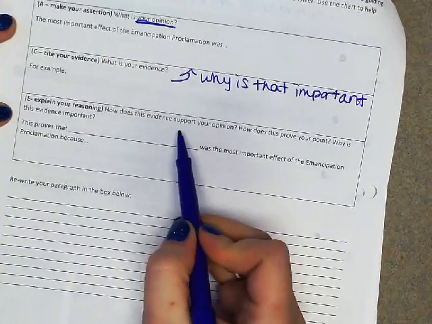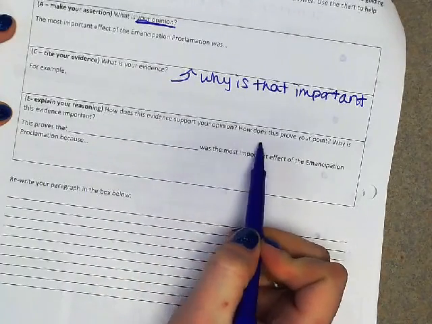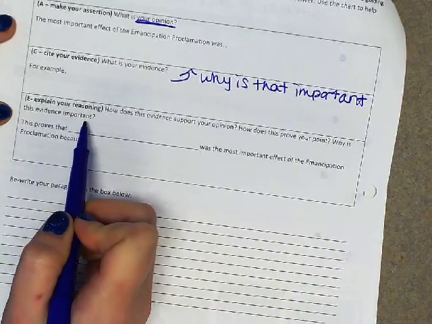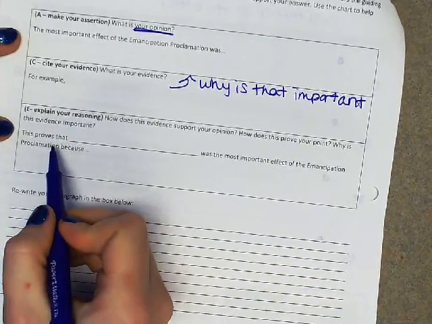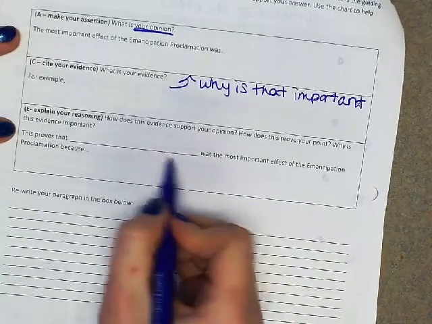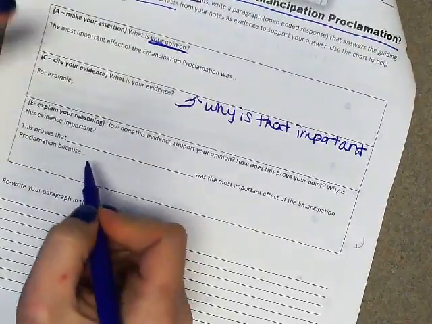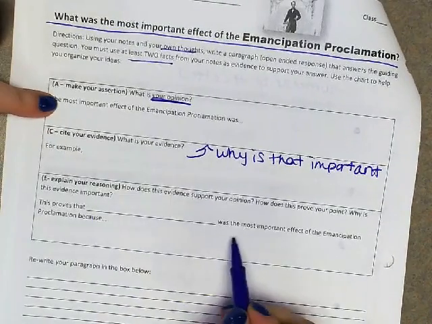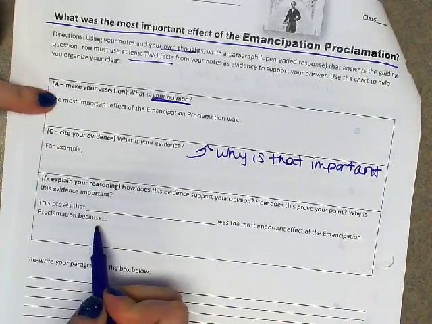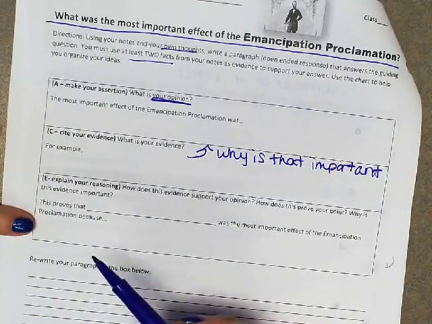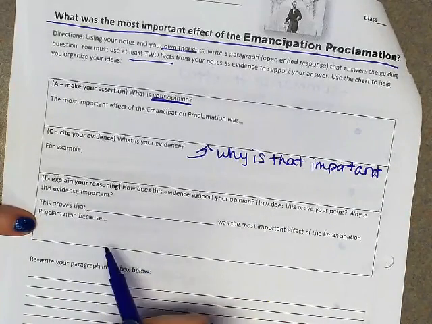So, how does your evidence support your opinion? How does this prove your point? Why is this evidence important? So, this proves that blank, one of these 4 things, whatever you put here, this proves that this was the most important effect of the Emancipation Proclamation because. So you have to think about your evidence, and you're just kind of wrapping it up.